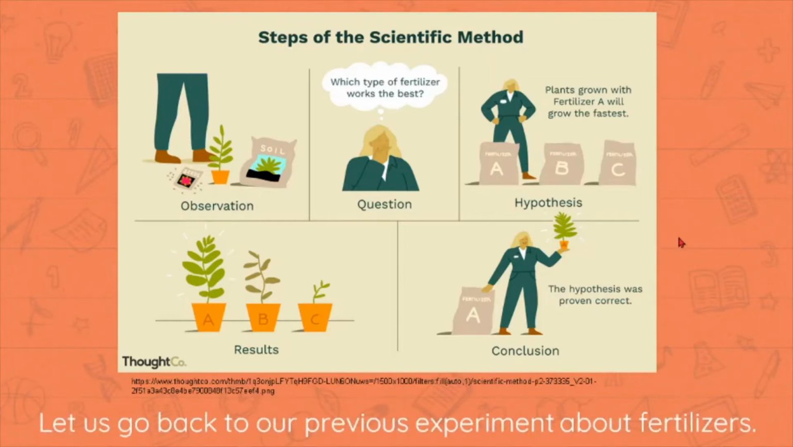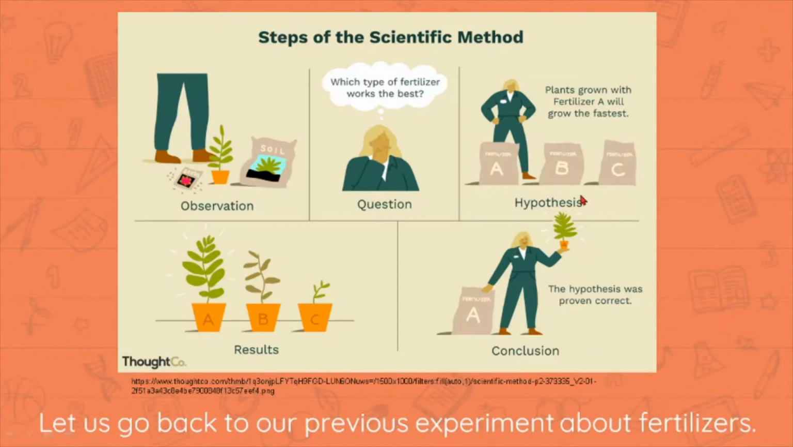Now let us go back to our previous experiment about fertilizers. So before you conduct your experiment, you observe that a fertilizer can make the plant grow bigger and faster. That's why your question in mind will be which type of fertilizer works the best. And based from your researches conducted, you found out that there are 3 available fertilizers, but you don't know yet which one is the best.